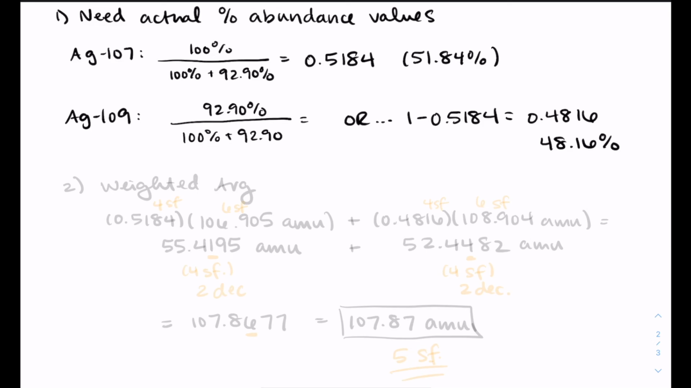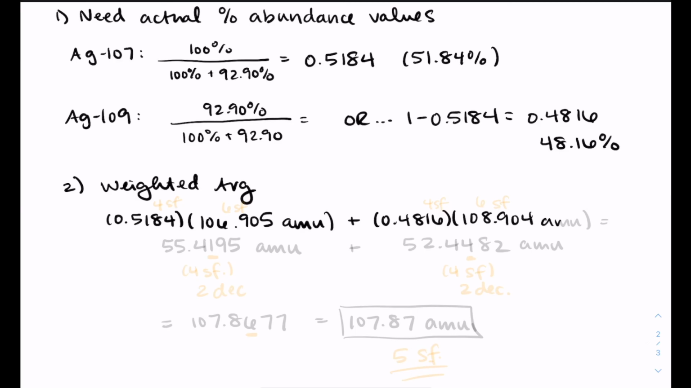Now that I have my percent abundances, I can calculate the weighted average to find the atomic weight of silver. This is the same setup that we had for boron, and it will be the percent abundance for silver 107 times the atomic mass for silver 107 plus the percent abundance for silver 109 times the atomic mass for silver 109. Now, let's do this with sig figs.